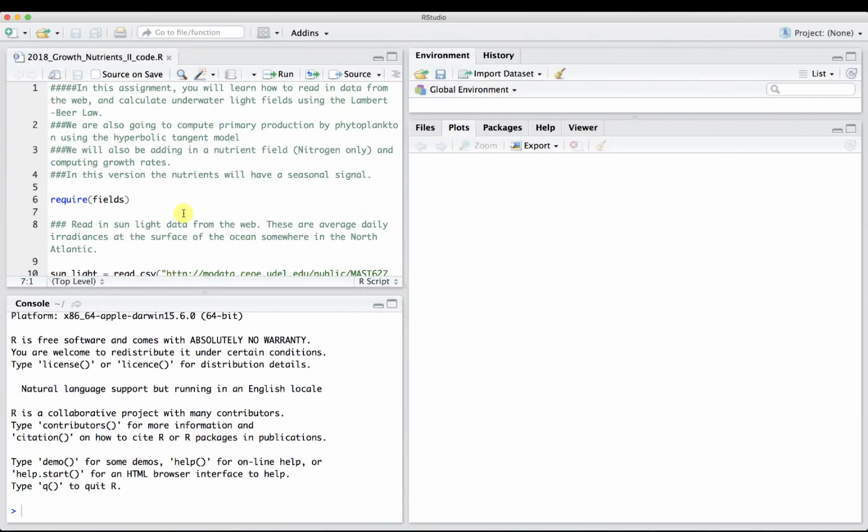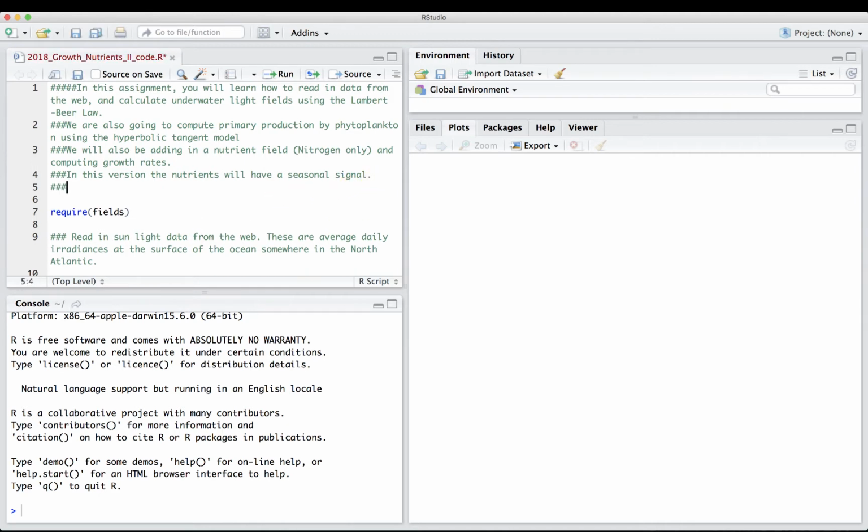So far, we've taken you through light, through its Lambert-Beer, primary production. Then we added nutrients, then nutrients with a nice seasonal signal. And now we are going to add grazers to our simulation.